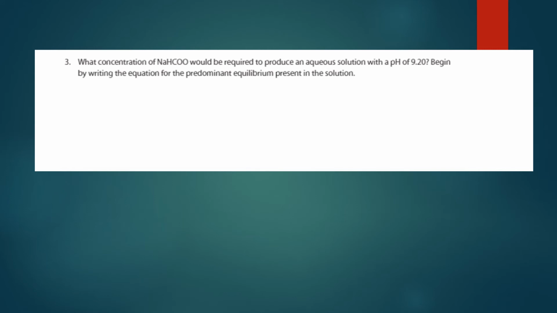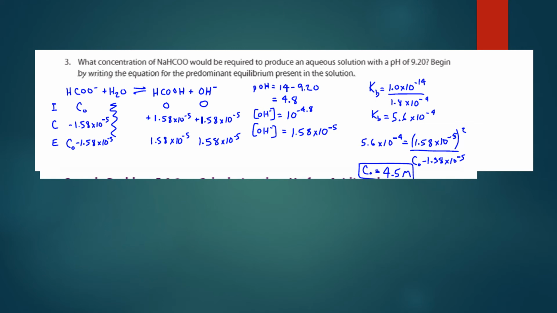Here's another question. It says, what concentration of NaHCOO would be required to produce an aqueous solution with a pH of 9.20? Begin by writing the equation for the predominant equilibrium present in the solution. So with this one, what I'm looking at is the sodium is going to split apart from the HCOO minus. And the sodium is a spectator ion, so I'm going to ignore it, and I'm going to focus on the HCOO minus. That HCOO minus is going to react with water to form a base and the conjugate acid.